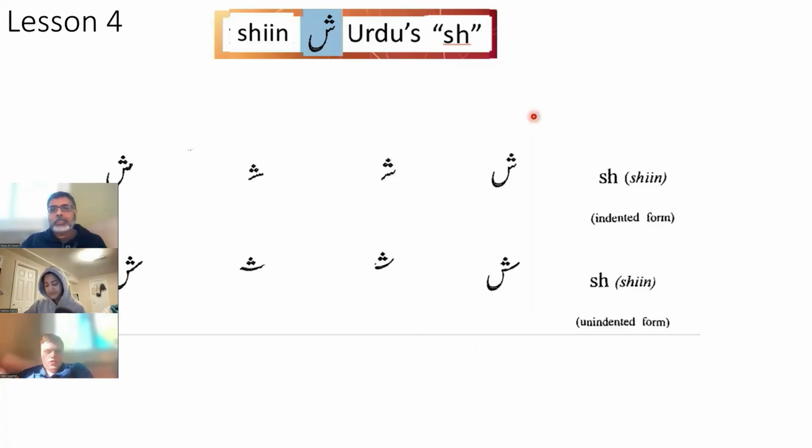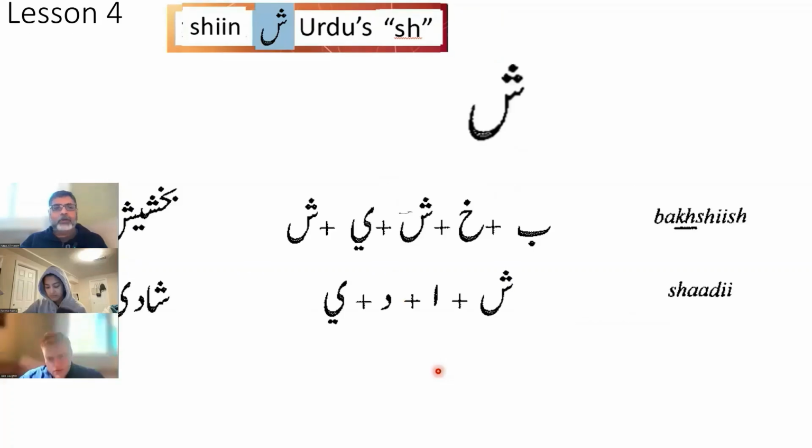You can see this better here. This is the independent form, the letter sheen at the beginning of the word, at the middle, and at the end. Jake, do you want to say the letter sheen? Sheen. Very good. Jake did a pretty good job here.